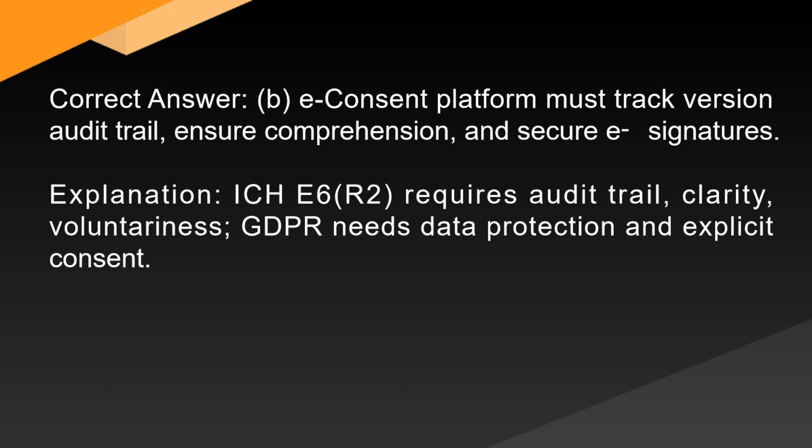Correct answer, B. E-consent platform must track version audit trail, ensure comprehension, and secure e-signatures. Explanation. ICH E6, R2 requires audit trail, clarity, voluntariness. GDPR needs data protection and explicit consent.